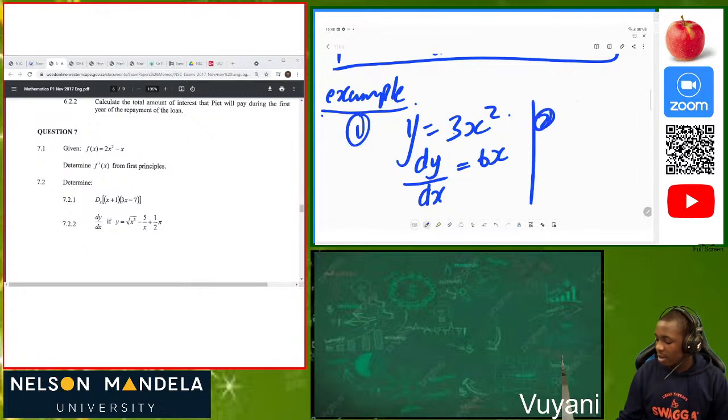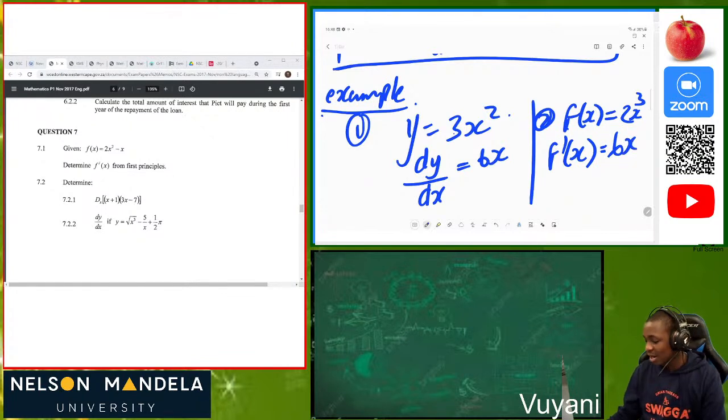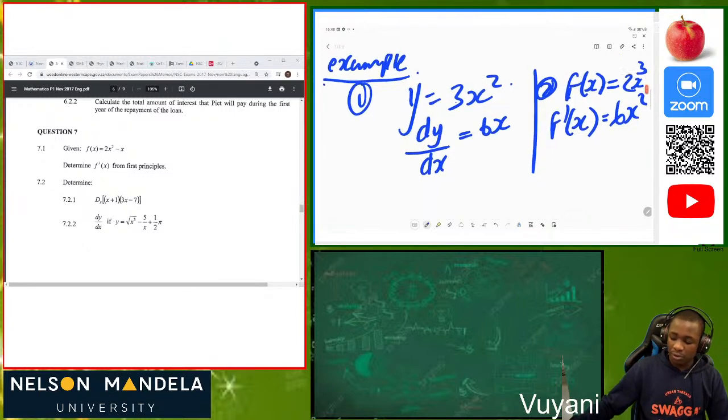Maybe let me just do number 2. If we are given f of x, which is equal to 2x cubed, if they ask the derivative of that, we know that the derivative will be f prime of x, because they gave you f of x. In the previous instance, they gave you y, so you are supposed to write dy over dx. Now they gave you f of x, so the first derivative, or the f prime of x, will be written in this format. Then we know that by the power rule, 3 times 2 is equivalent to 6. Then x, then we subtract the exponent, 3 minus 1, then we are left with 2. Then you are able to solve your equation.